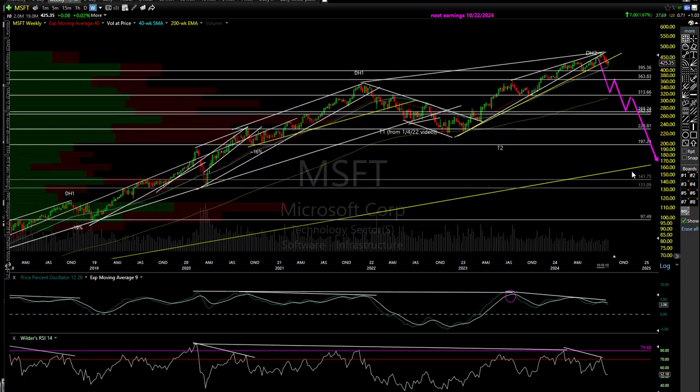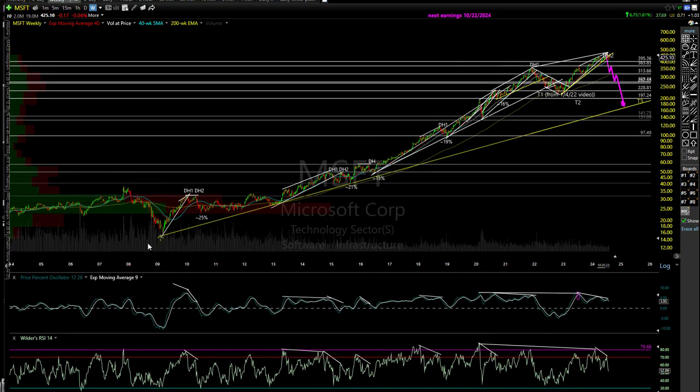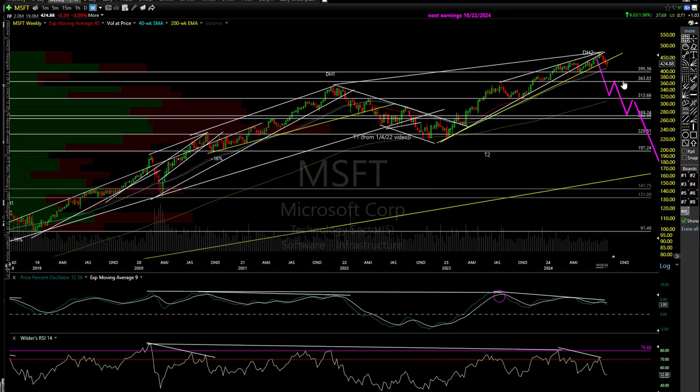And I have additional longer term targets, but I don't even like sharing these because I know most people think it's just crazy and insane to think Microsoft can come down to this primary bull market uptrend line. That's the bull market uptrend line off the '09 lows. And I have a high degree of confidence that line will be hit in the coming years, probably next year or two, be my guess.